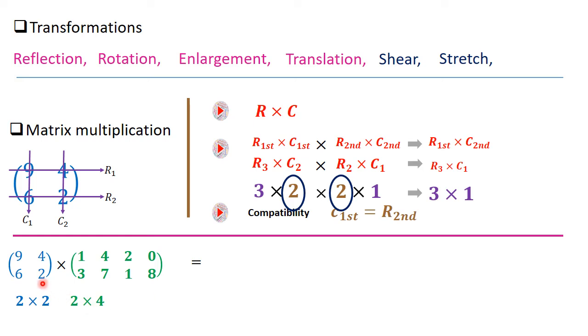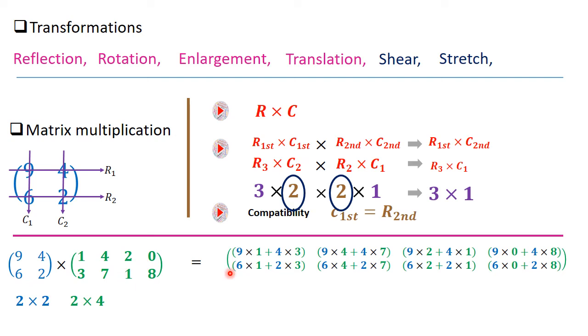The first element in that row will be 6 by 1 plus 2 by 3. The next one will be 6 by 4 plus 2 by 7. The next one will be 6 by 2 and 2 by 1. And again 6 by 0 and 2 by 8. And therefore this is what we have there.